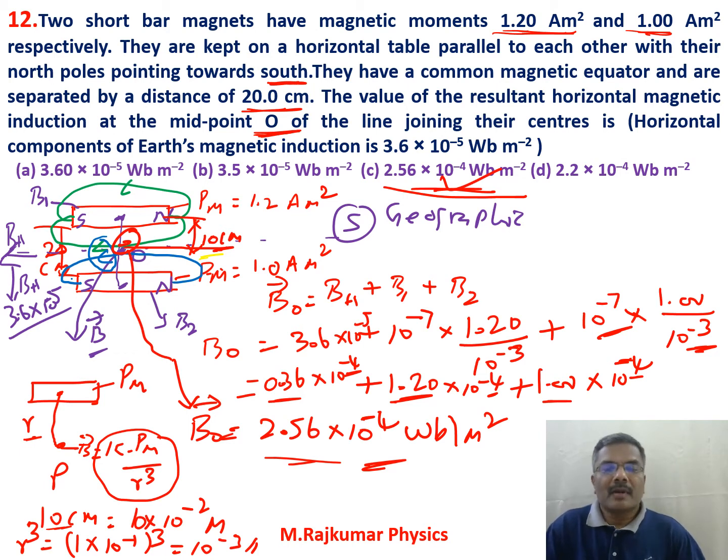So this is the only formula you have to remember here. What is that formula? It is K into Pm by r cube. That is for the equatorial line. In this equatorial line, at a particular point P at a distance of r, the magnetic induction or magnetic field available at this point P is given by the formula K into Pm by r cube. If you remember this formula, then I can solve this problem very easily, within a very short time.